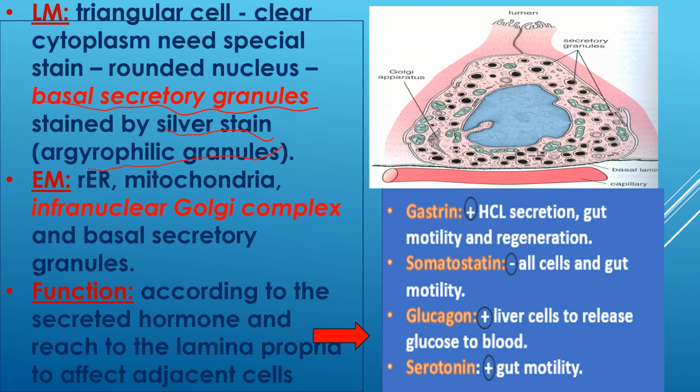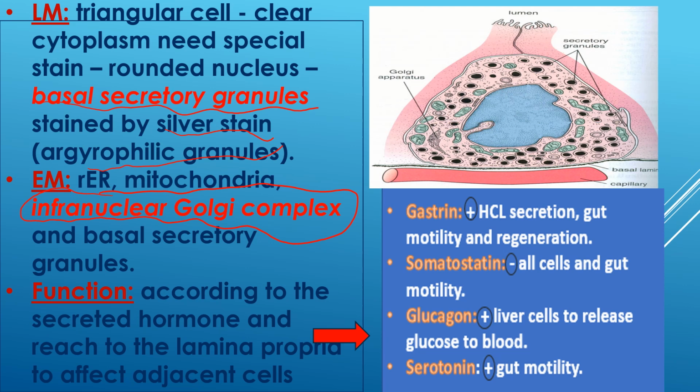it is an infranuclear Golgi. Why? Because it will make its secretion basal, not apical. If it secreted apically, it would be supranuclear. But here, it will secrete its secretion basally, so it has an infranuclear Golgi complex, and it is important for MCQ. Okay, what is the function of this enteroendocrine cell?